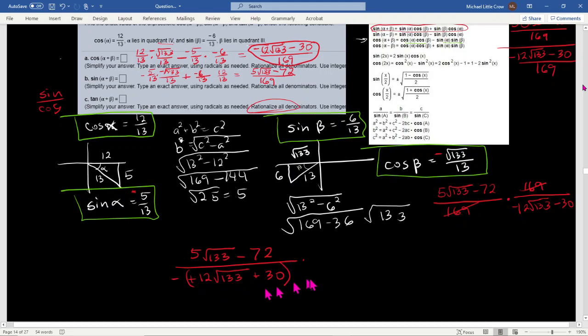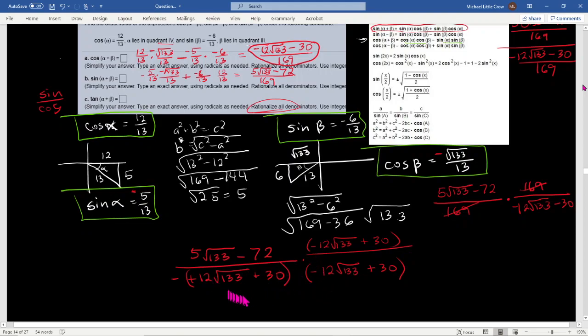So what would be the conjugate of this? Well, think of this as 30. We want a negative here, so we'll go negative 12 square root of 133 plus 30. That'll allow the radical part, the middle term, to cancel out. So up here we multiply by negative 12 square root of 133 plus 30, and we'll have our answer.